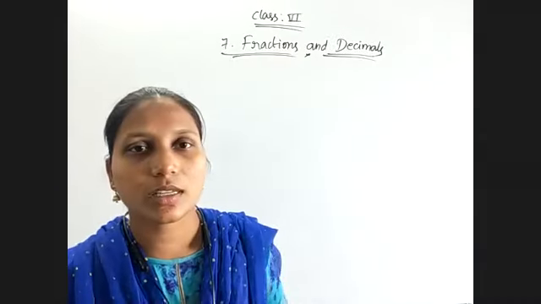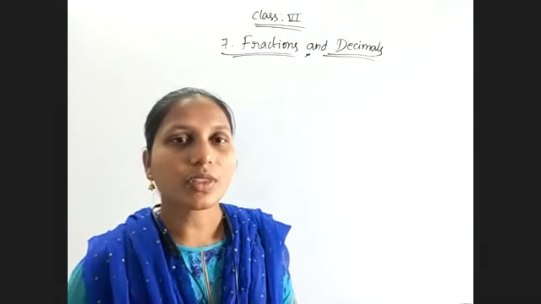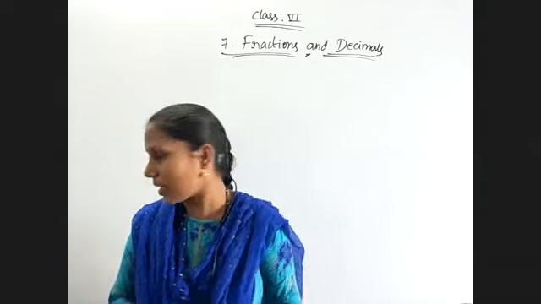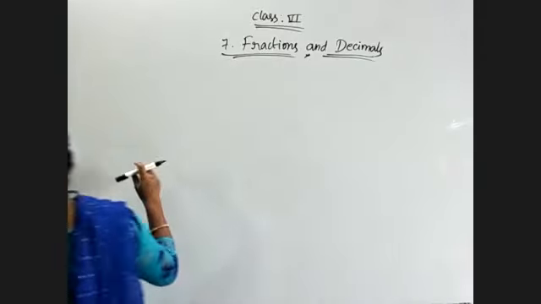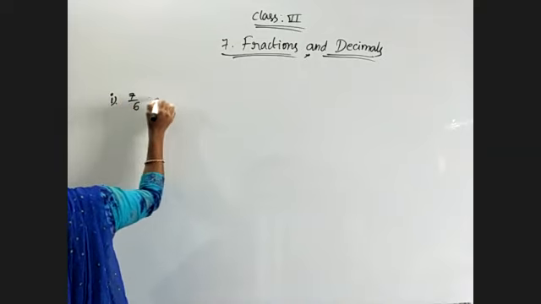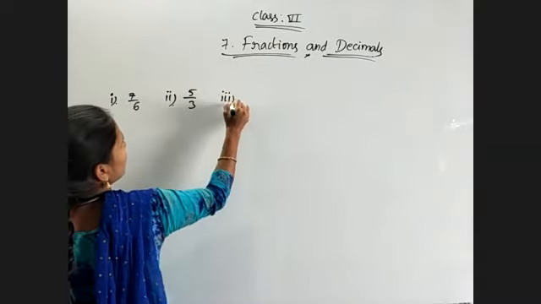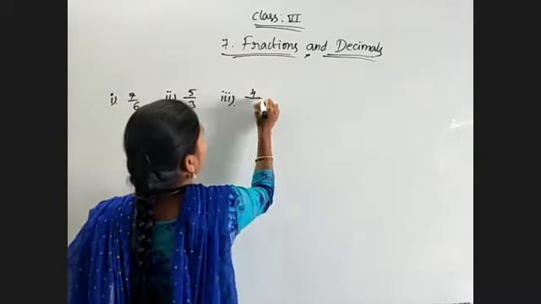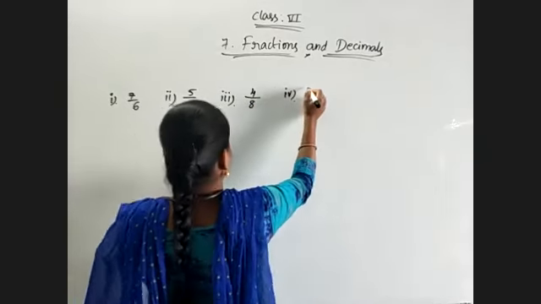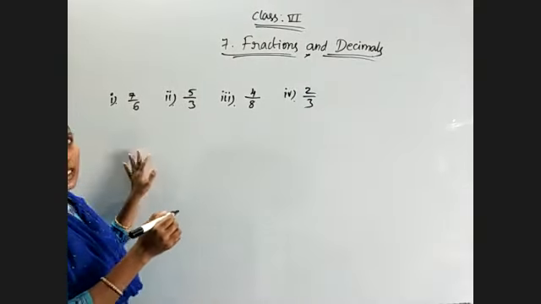In yesterday's class we discussed how to represent fractional numbers on the number line. And today we will revise how to represent fractional numbers on the number line. So observe here, the fractions given are 7/6, 5/3, 4/8, and the fourth fraction is 2/3. Like this, we need to represent them on the number line.